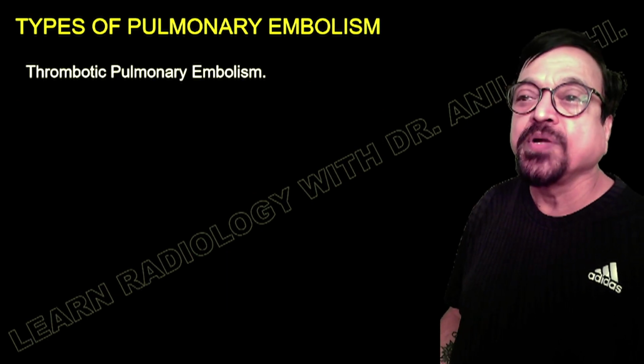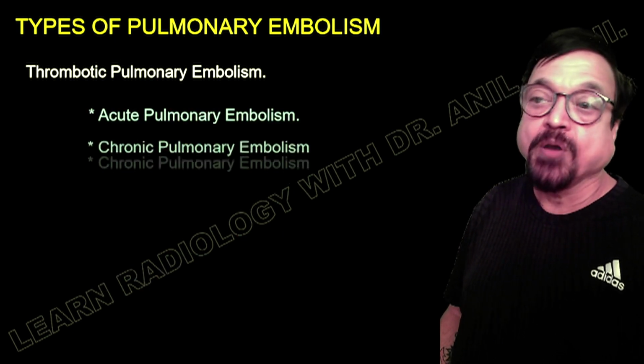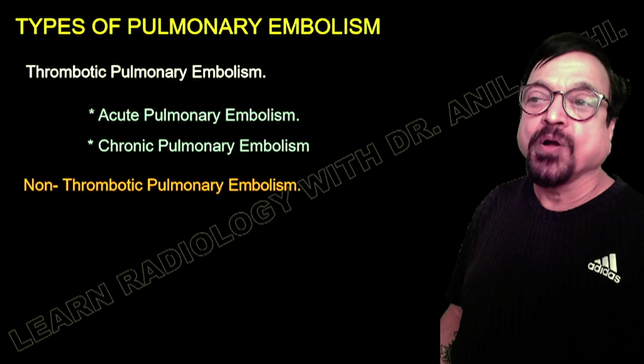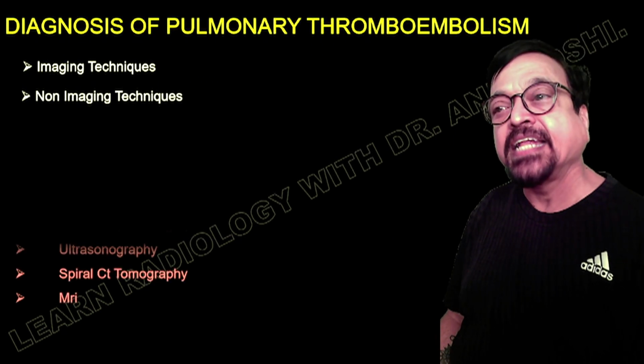Now let's go into more detail. Thromboembolic pulmonary embolism could be acute pulmonary embolism, could be chronic embolism, or could be non-thrombotic pulmonary embolism. Now, how do you diagnose? By imaging techniques and non-imaging techniques.